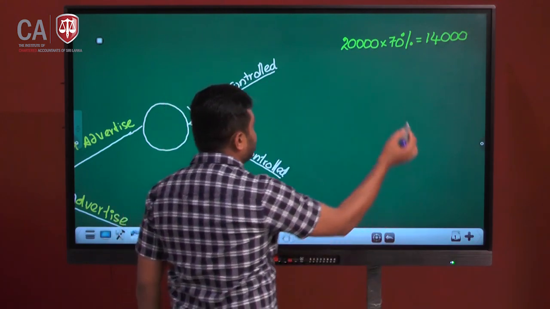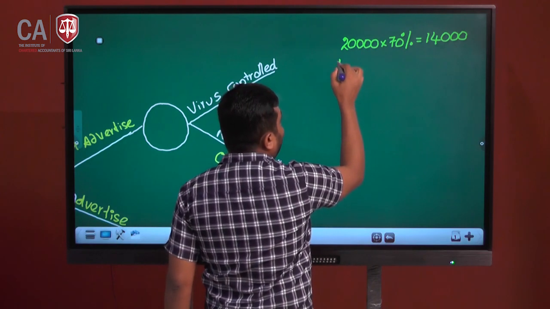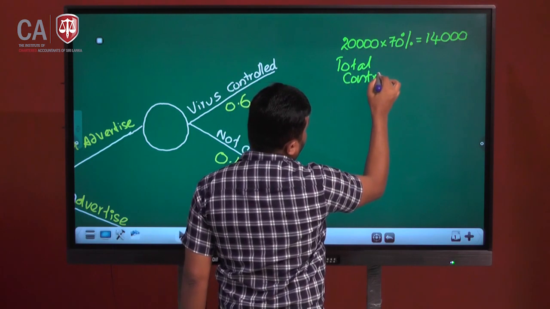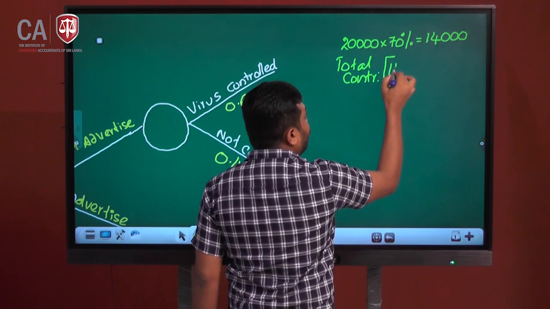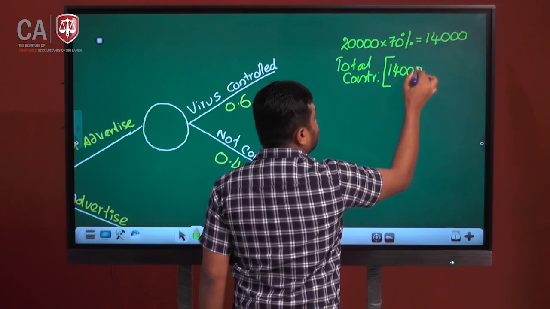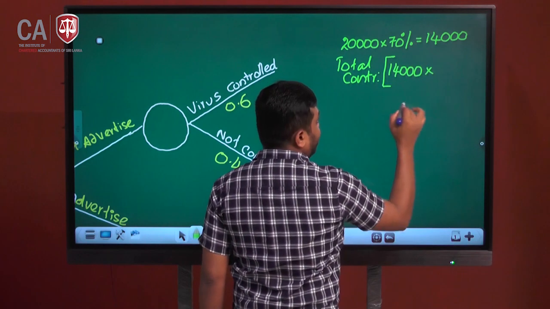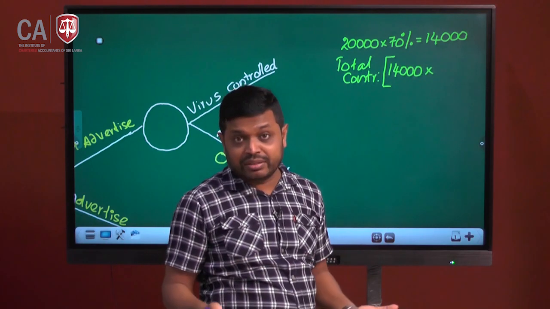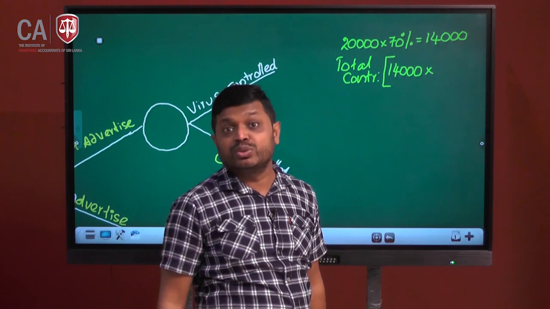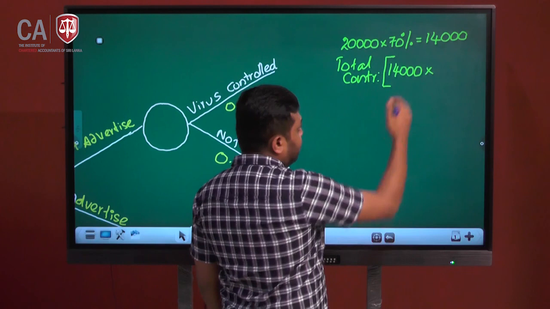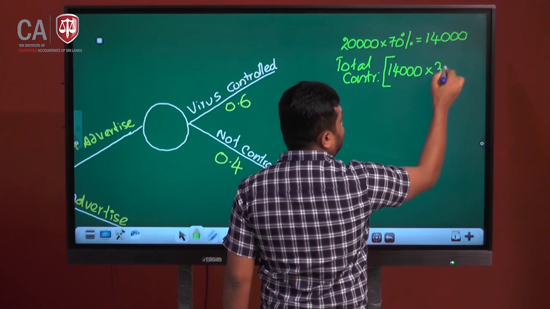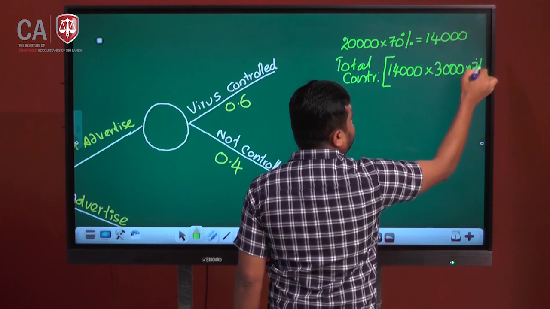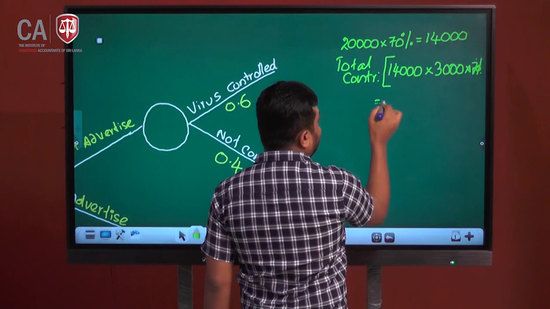Then you can work out the total contribution. 14,000 is for per room night. Then 70% is the occupancy for a month. 3,000 into 70% is 2,100 nights. This one into 3,000 room nights available, out of that 70%. You can get the total contribution.